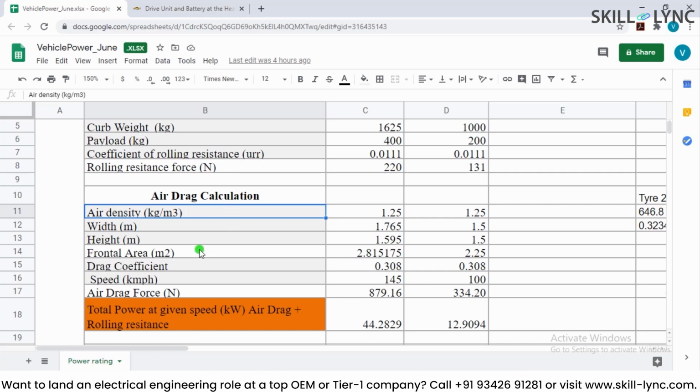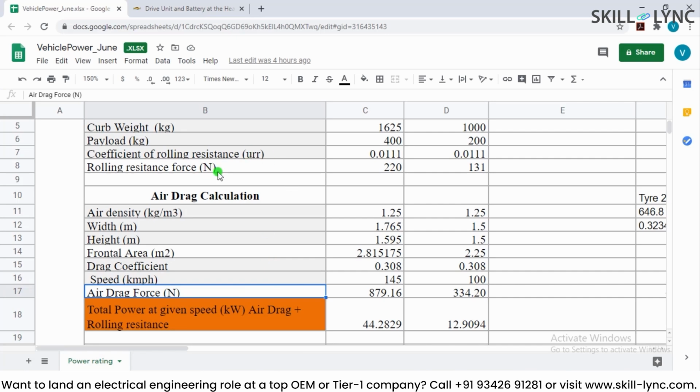Now for air drag calculation, I am entering the height and width of the vehicle and calculating the frontal area, which is basically the multiplication of these two, and I'm assuming the drag coefficient is 0.308, and I'm assuming the highest speed. So the top speed of the vehicle is 145 kilometers per hour, and keeping all units same, the air drag force comes out to be 880 newtons approximately.